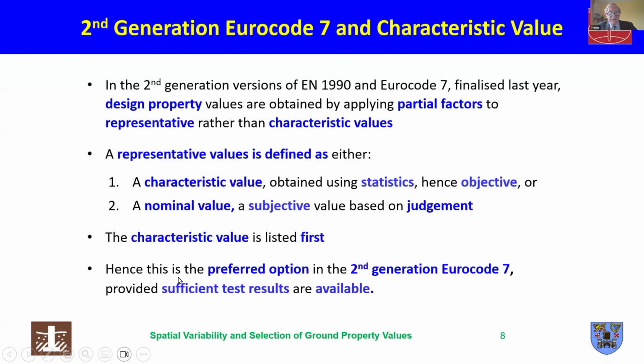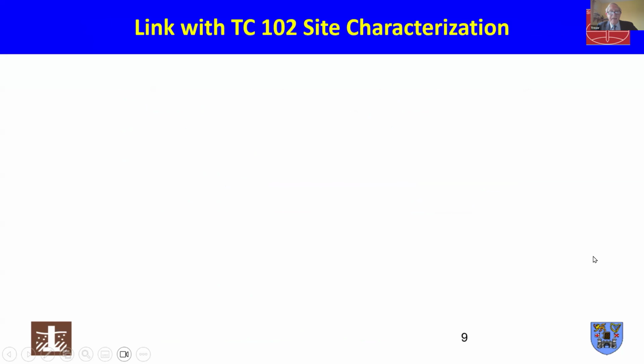So the implication of this is that the preferred option in the second generation of Eurocode 7 is to use statistics and use the characteristic value, provided sufficient test results are available. And Alejo was talking a bit about the sufficient test results in the last presentation.